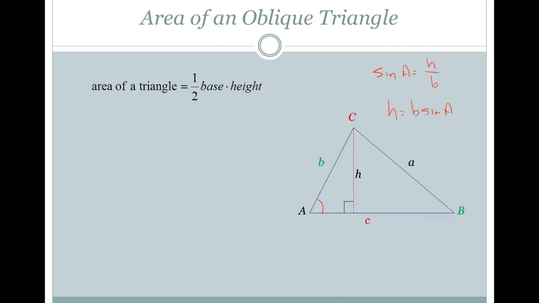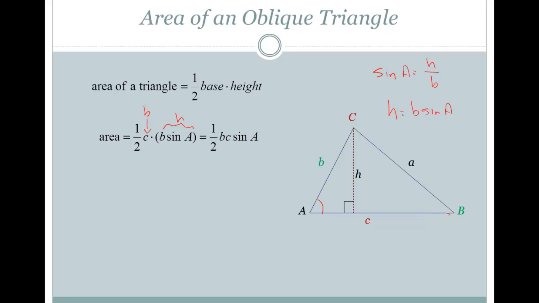So the area of the triangle here can be written as 1/2 base, which is C, times B sine of A, like this. And this part right here is my H, and that is my base right there. And so I just described the area of this triangle with sides B, C, and the included angle A.